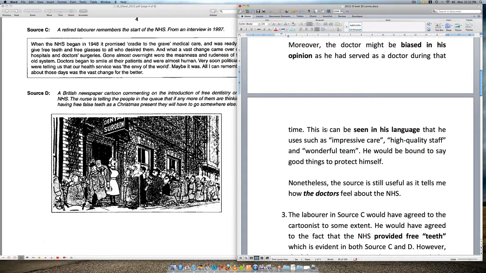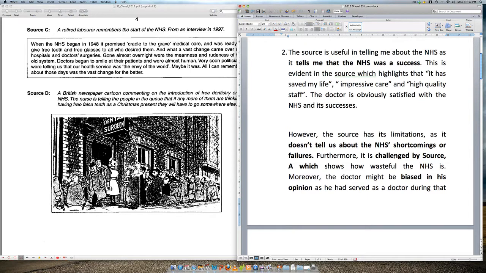And this is where I bring in language. Now, remember when I talked about the language that he uses? Well, he uses words such as impressive care, and so on. Now, the reason why he will be biased is he is bound to say good things to protect himself. This would make sense, right? If you work in an organization, you obviously want to tell people that it's very good. Okay, there's a good history behind it.